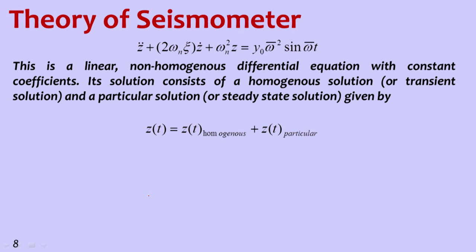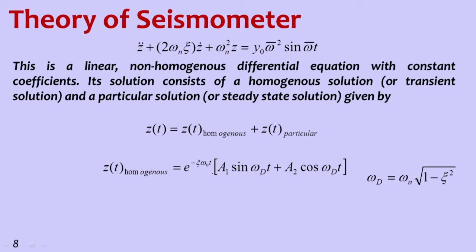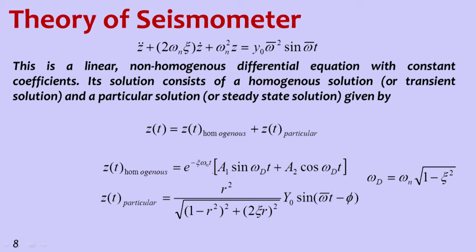So the above is a linear non-homogeneous differential equation with constant coefficients. Again we know this one. So its solution consists of a homogeneous solution or transient part and a particular solution which is the steady state part. So both will be there. But we know that this homogeneous part will die out because of the presence of damping, so we will not consider that.